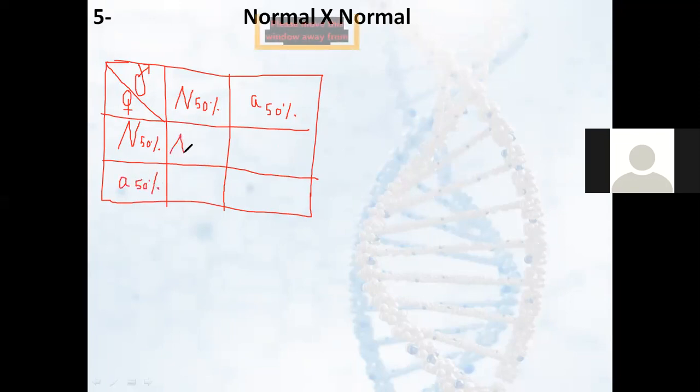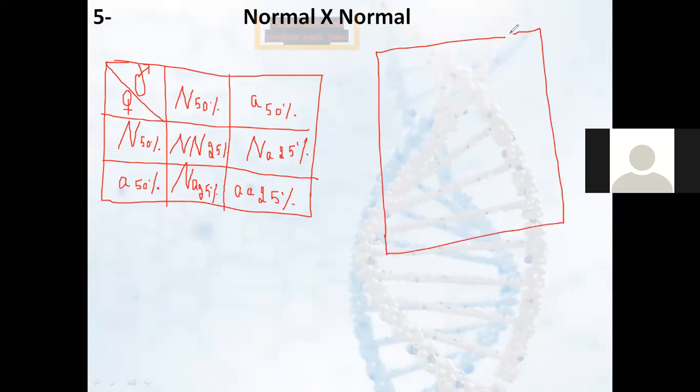So here, NN will be 50 times 50 over 100, or you can simply say 25 times 5, so it's 25%. NA is 25%. And then you have NA here, also 25%, and AA is 25%. Moving now to the last step, which is the table of results.